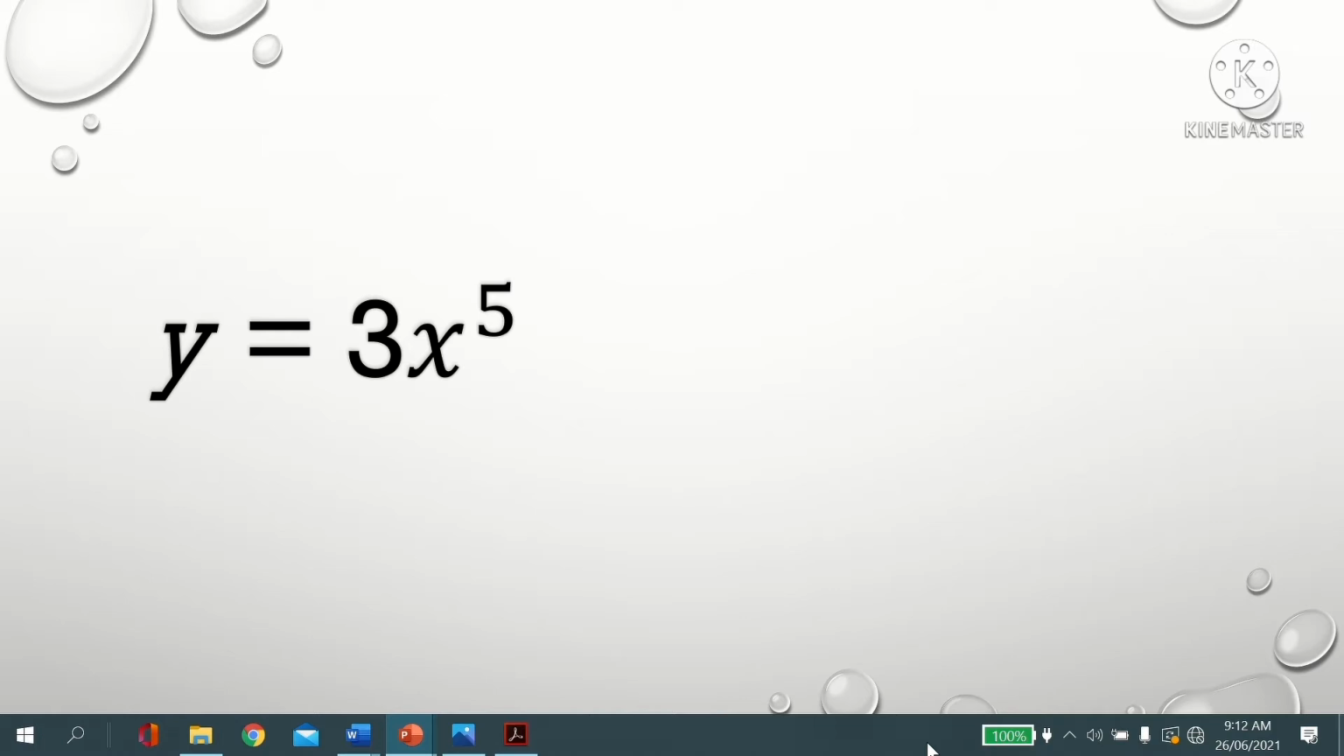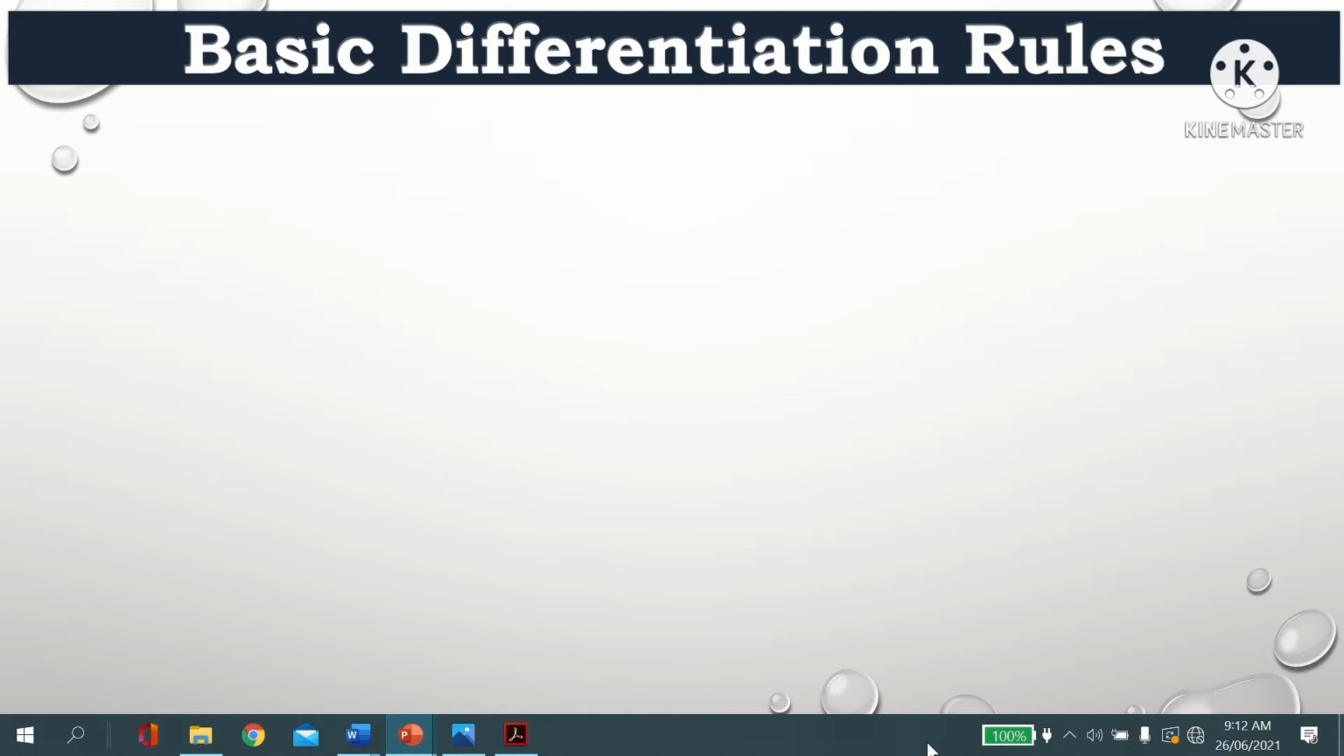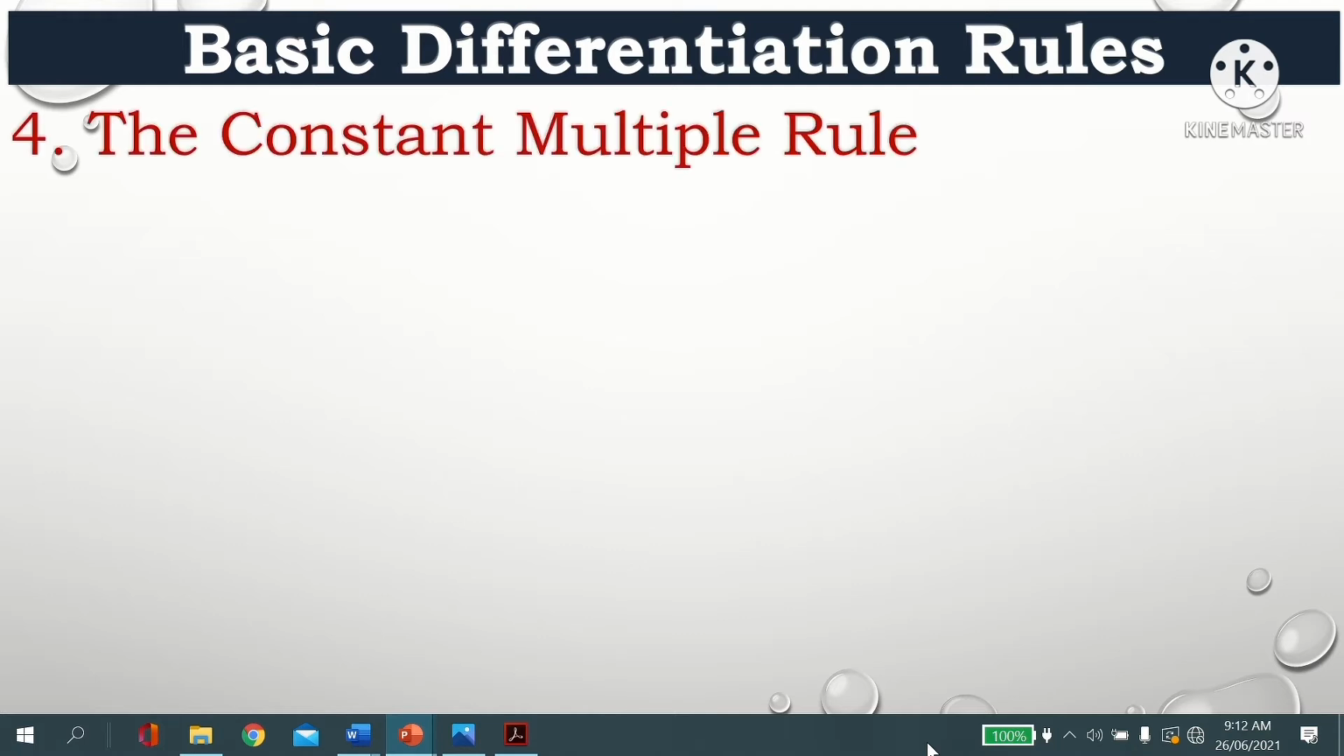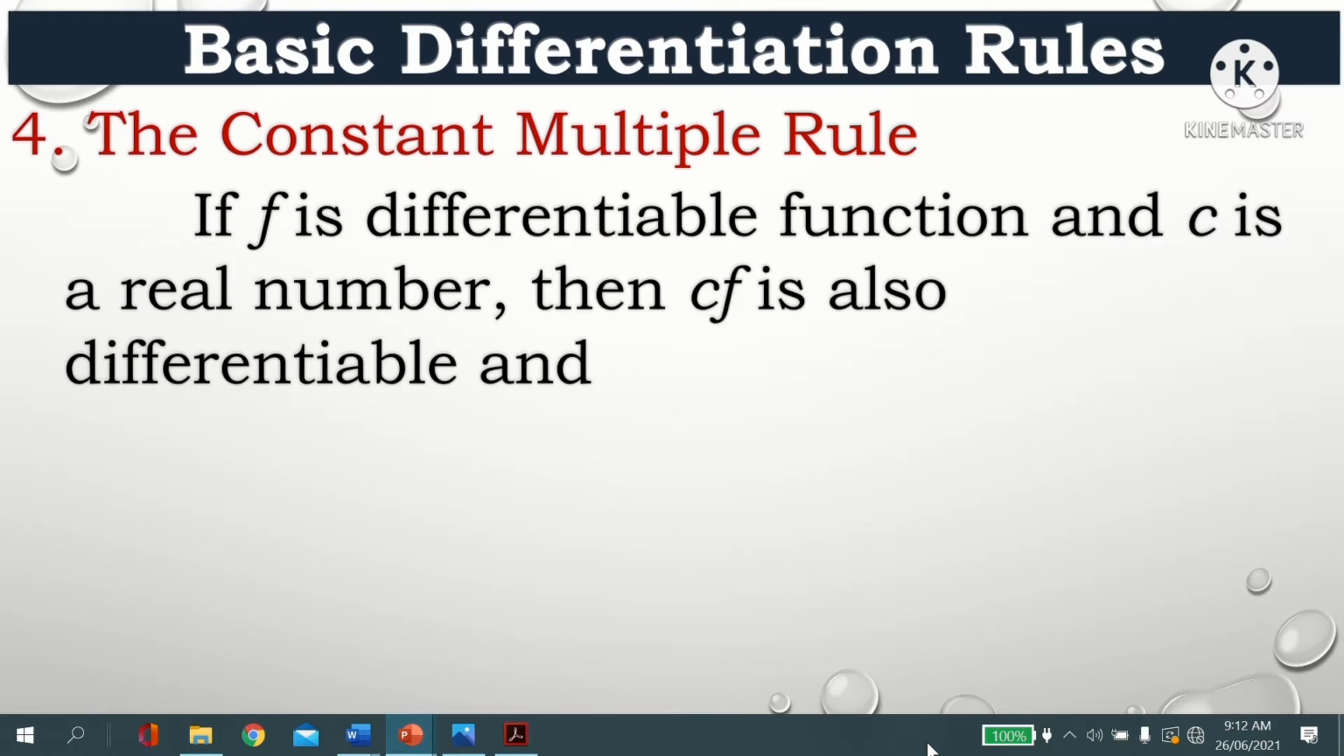So, ano pong gagawin natin? Another example, y is equal to negative 5x raised to 8. So, papasok po yan sa next differentiation rule. Okay? So, this one is the fourth differentiation rule, the constant multiple rule. According to this, if f is a differentiable function and c is a real number, then cf is also a differentiable function.